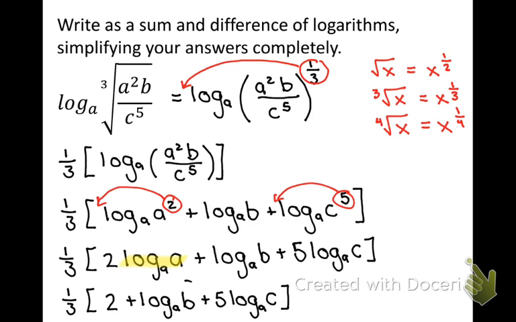Now, I used brackets here on the outside just to differentiate from my parentheses that I previously had around a squared b over c to the 5th. Parentheses here would also be perfectly acceptable. One last thing that I could do is I could distribute this 1/3 through. Just kind of depends on how far an answer wants you to go. And I would get 2/3 plus 1/3 log base a of b plus 5/3, I'm going to see if I can squeeze it in here, log base a of c. There we go.